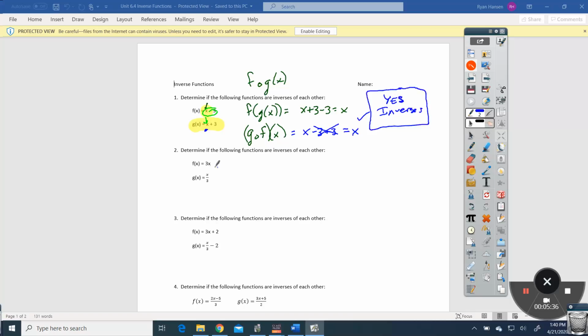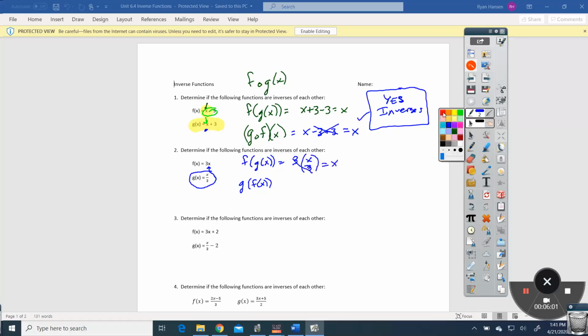Now we're going to do the same thing on this. f of g of x and g of f of x. So f of g, that means I take g and I plug it into that x right there. So I'm going to have 3 parentheses x divided by 3. Well, those 3's cancel off and leave me with x.